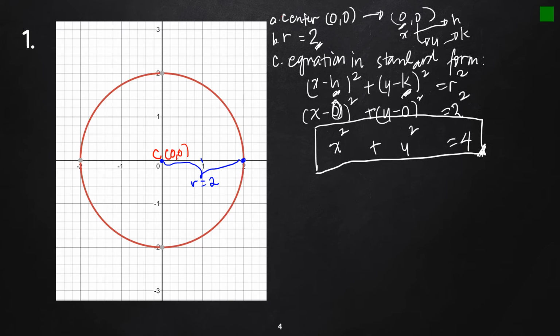As you can see, if your center is at 0, 0, you can just write directly the equation in this form, x squared plus y squared equal to whatever the radius squared is. Here we are given a radius of 2, so that's basically 4. It means that we don't need to write the x minus h and the y minus k anymore, because h and k are zeros. So we can just write the equation directly as x squared plus y squared equal to 4. Remember that the standard equation of a circle whose center is at 0, 0 is x squared plus y squared equal to r squared.